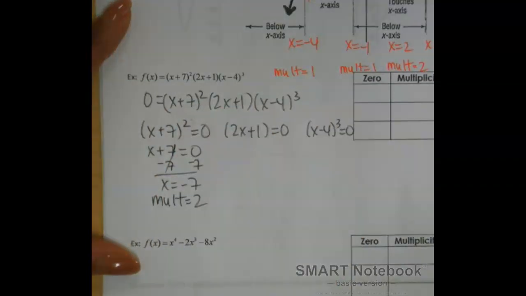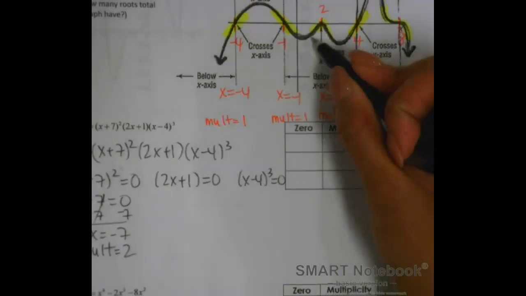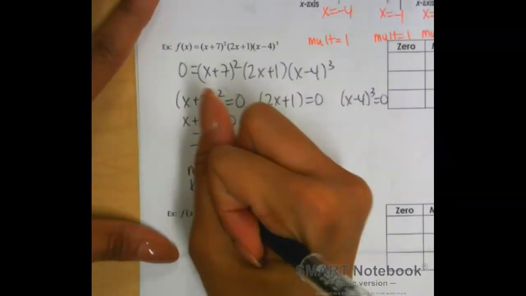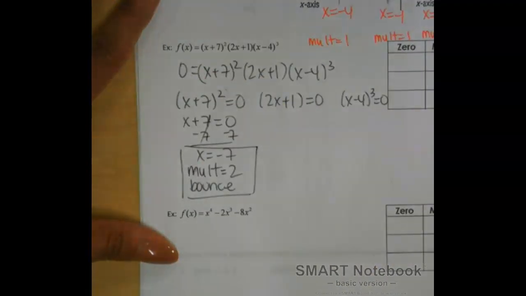When your multiplicity is 2, look back at your graph. What happens when it's a multiplicity of 2? What does the graph do? It touches. It literally bounces off of the x-axis or touches. So underneath it, I like bouncing. So we're going to put bounce. This is going to bounce off of the x-axis.